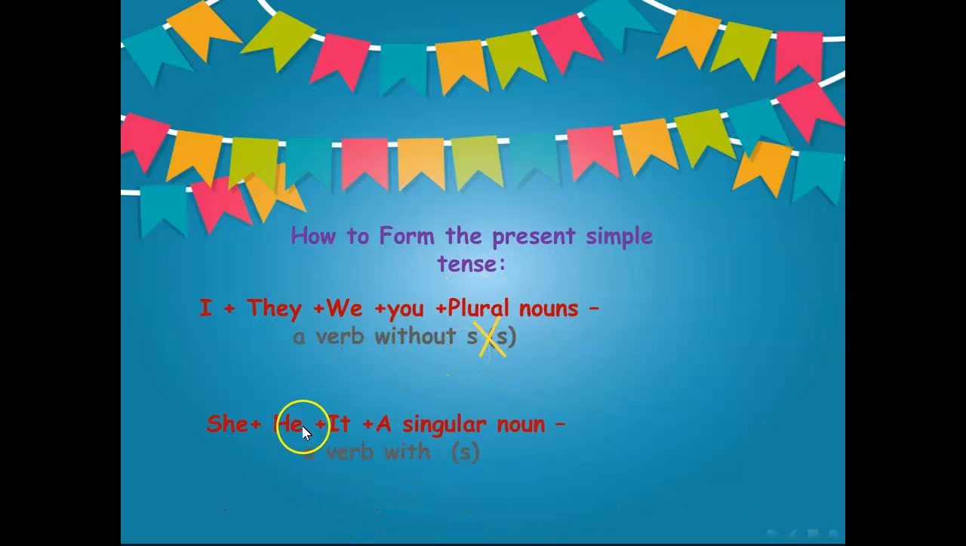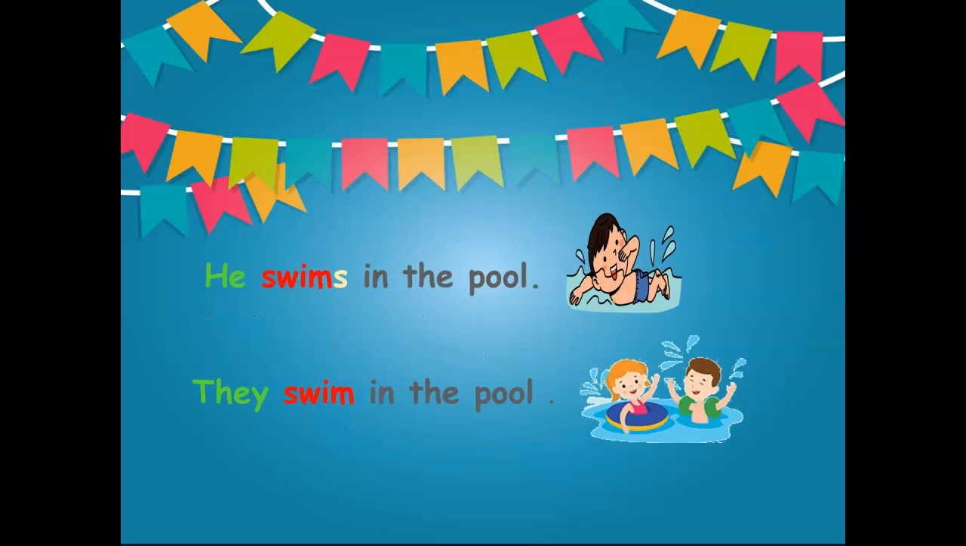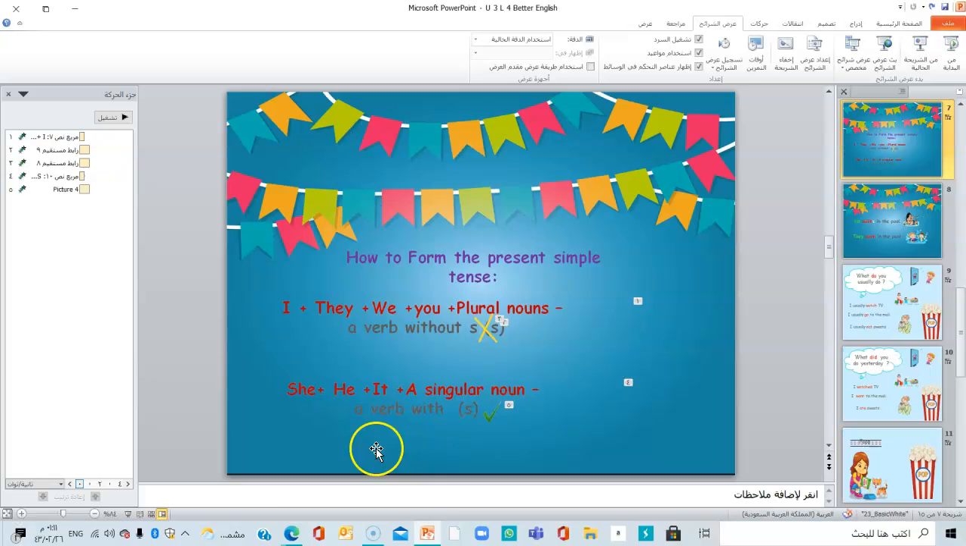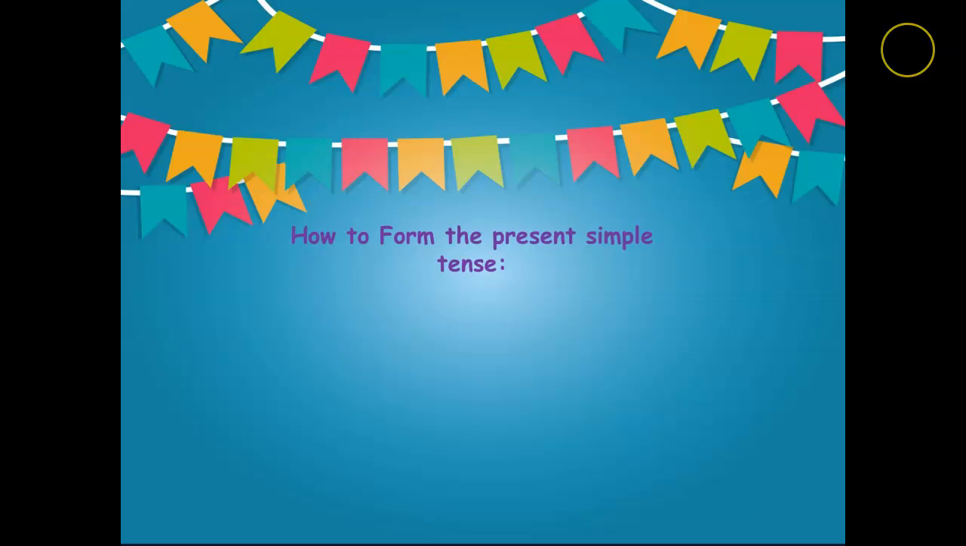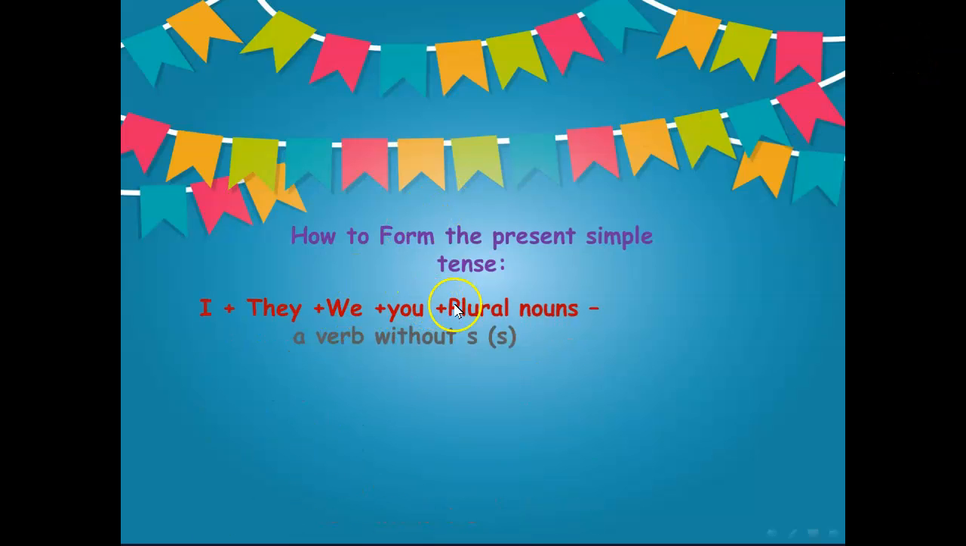What about she, he, and it, and a singular noun? A verb with s. Girls, listen again, I will explain it again for you. How to form the present simple tense? First of all, I, they, we, you, and plural nouns take a verb without adding s to the verb. Okay? What about she, he, and it, and a singular noun like Amal, the cat, one cat, the dog, one dog? A verb with s. We have to add s to the verb.